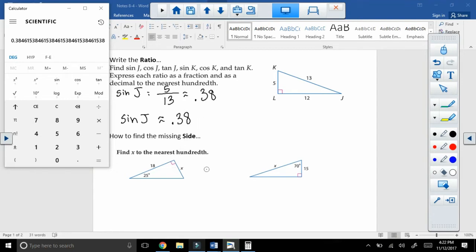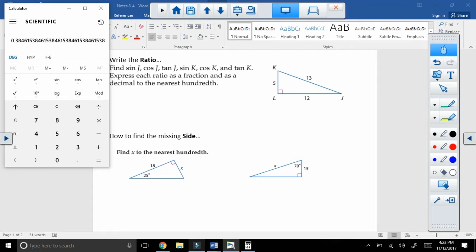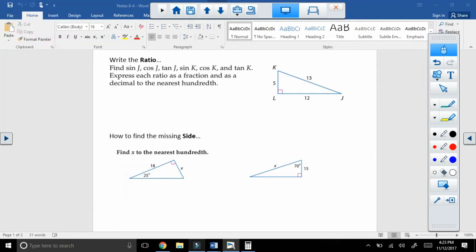Okay, so then how are we going to use this? We're going to use this to find the missing side, and then in the second part I'm going to show you how we can use this to find a missing angle. So looking at this, I can clear that, make that go away. I need to set up a ratio so that I can set up an equation that I can solve. So with this one, they give us this angle.